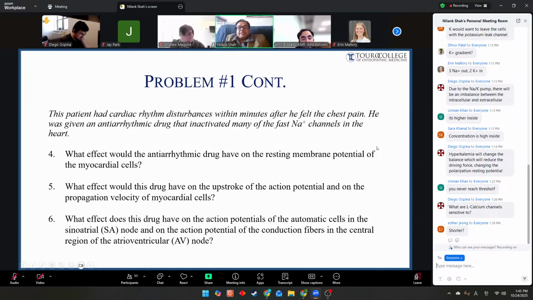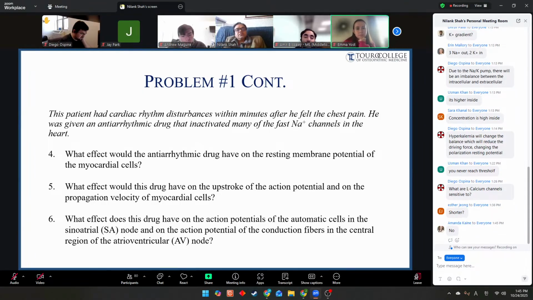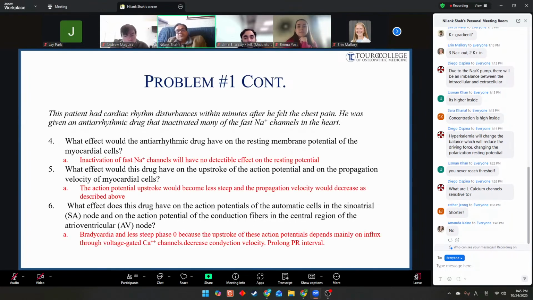What is resting membrane potential because of? Potassium. Exactly. So if you give a drug that will block the fast sodium channel, will that have any effect on RMP? Yes or no? Simple question. No, exactly. So there will not be any effect of the antiarrhythmic sodium channel blocker, because sodium has nothing to do with resting membrane potential. The role of sodium is almost negligible.